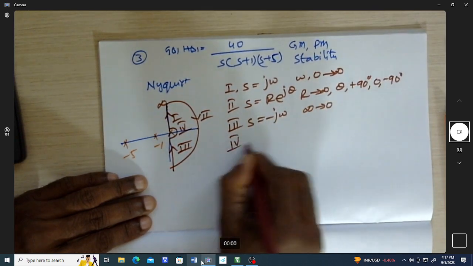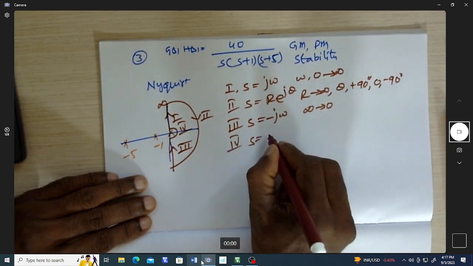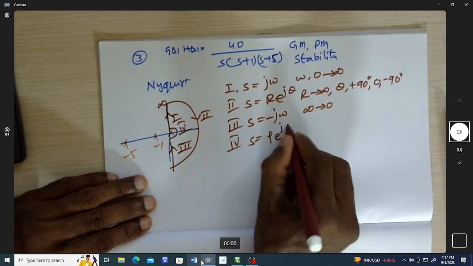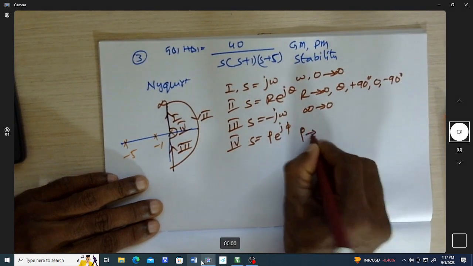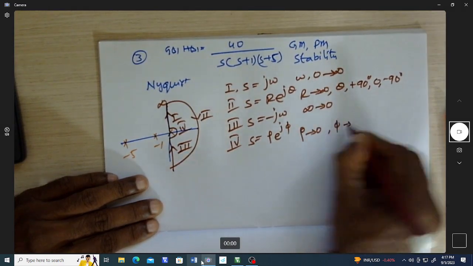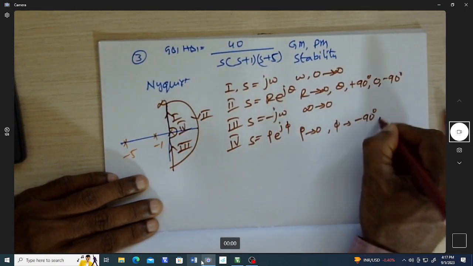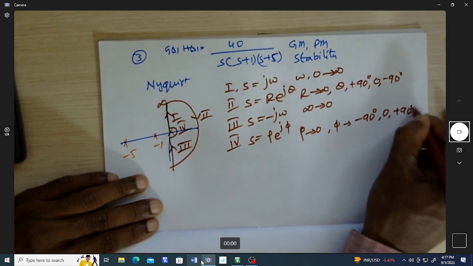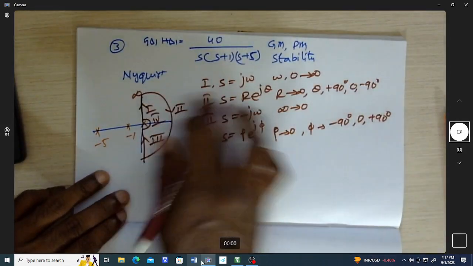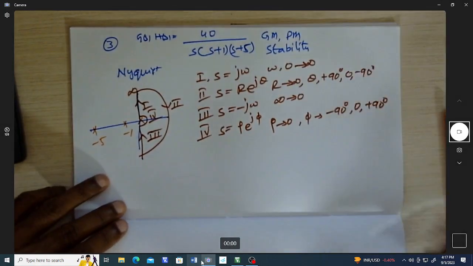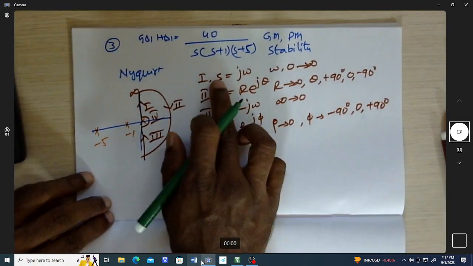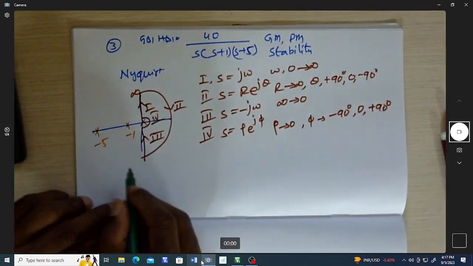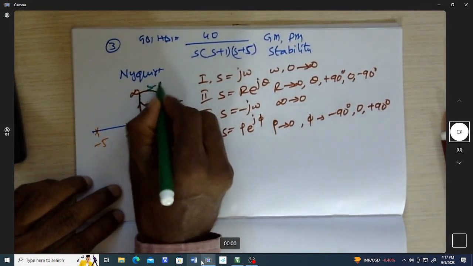In the fourth segment, S is rho e power j phi, where rho is tending to 0, whereas phi is ranging from minus 90 degree, 0, to plus 90 degree. So this is how S takes different values in different segments. Let us start mapping the first segment onto the GH plane. This is actually the S plane.